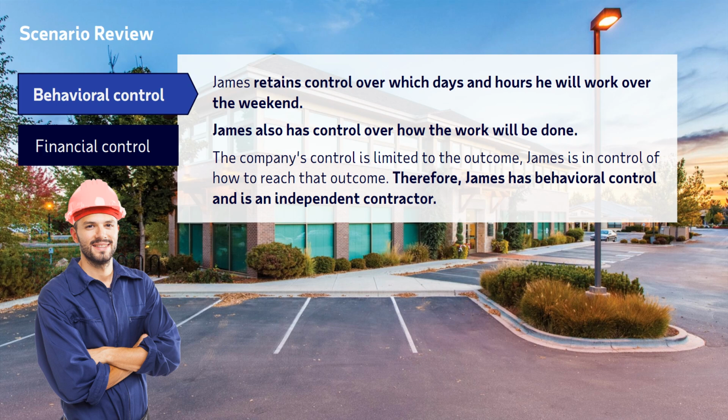James also has control over how the work will be done. Moon Microchips isn't dictating what type of asphalt to use, is not supplying these materials, is not telling James the temperature to heat the asphalt to, and did not train James on how to repave their parking lot. The company's control is limited to the outcome. James is in control of how to reach that outcome. These facts weigh in favor of James being an independent contractor.